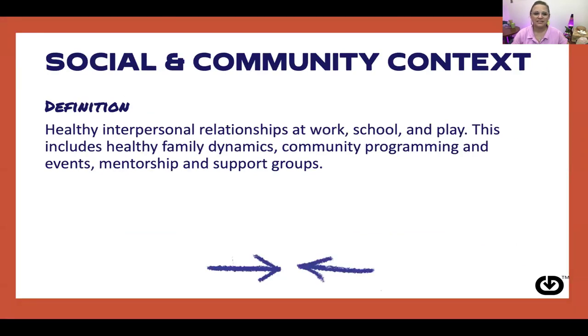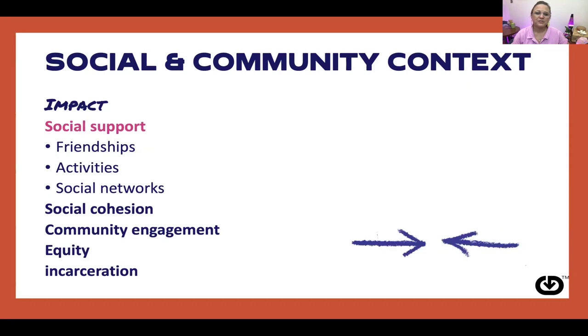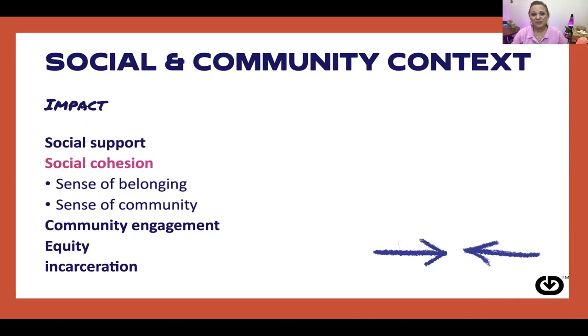Finally is the social and community context. Healthy interpersonal relationships at work, school, and play are so important for health and wellness. This includes things like family dynamics, community programming and events, mentorship, and support groups. So the impacts of social and community context are things like social support, social cohesion, meaning fitting in, community engagement, equity, and incarceration. Social support, things like friendships, activities, and social networks are such an important part of our mental and physical well-being. Social cohesion is a sense of belonging and a sense of community.